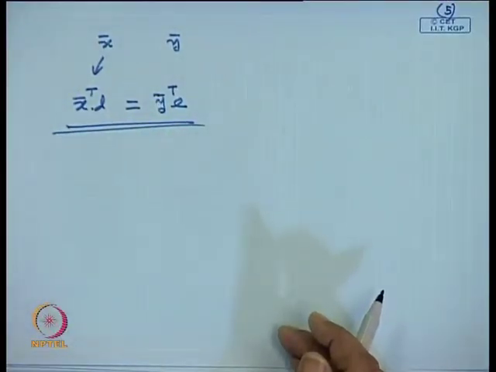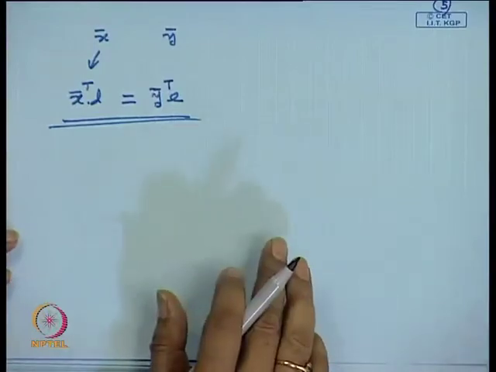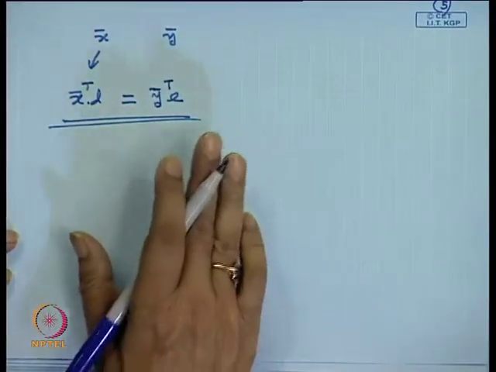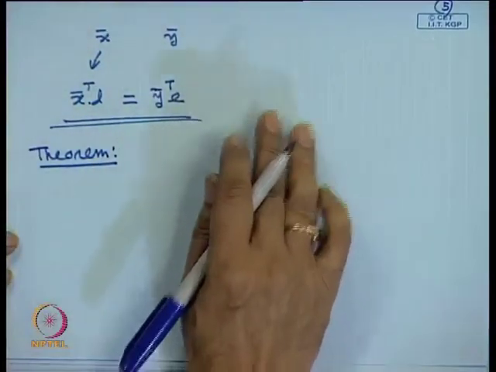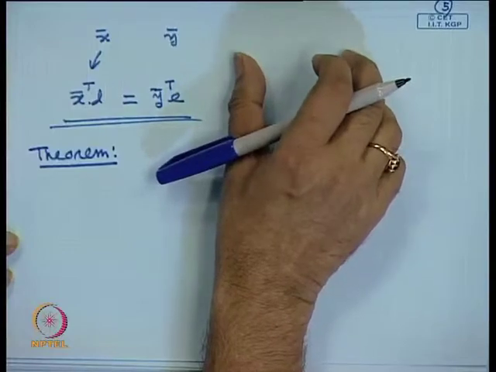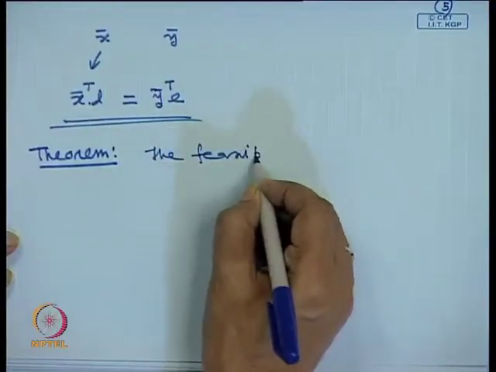So, next we state a theorem which will give you the relationship between the primal variables and the dual variables. That theorem will tell you how the primal variables x and the dual variables y are related, keeping in mind the standard primal problem statement and the corresponding dual problem statement. We can write it now.